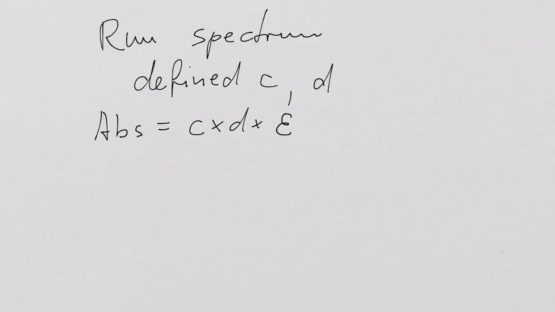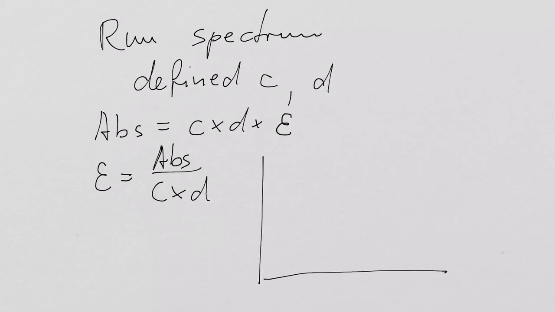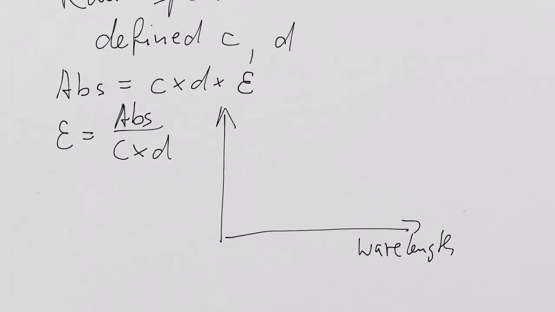So I can rearrange this equation. Epsilon equals absorbance divided by C times D. And I can do that for different wavelengths. So for example, I change the wavelength every 10 nanometers. So I have here wavelength in nanometer, and here the absorbance. Please note, absorbance has no unit.